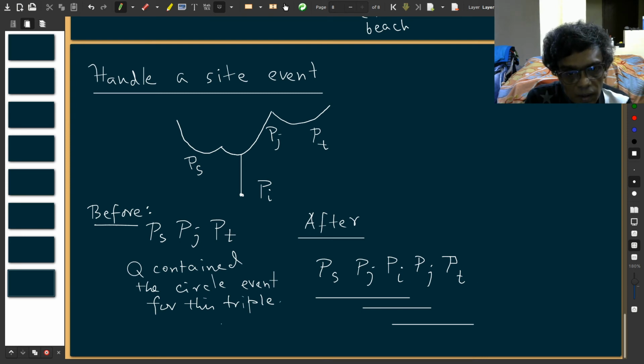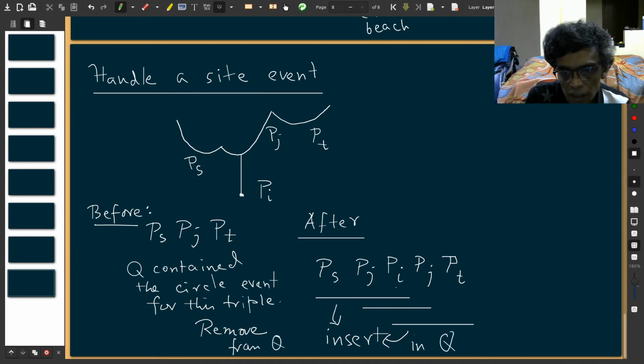So what you have to do after this insertion is remove the circle event corresponding to Ps, Pj, Pt, this triple. Instead, after removing this, you insert the circle events for these two triples. So remove from Q, insert in Q the circle events corresponding to this triple and this triple. So this is how you handle a site event.